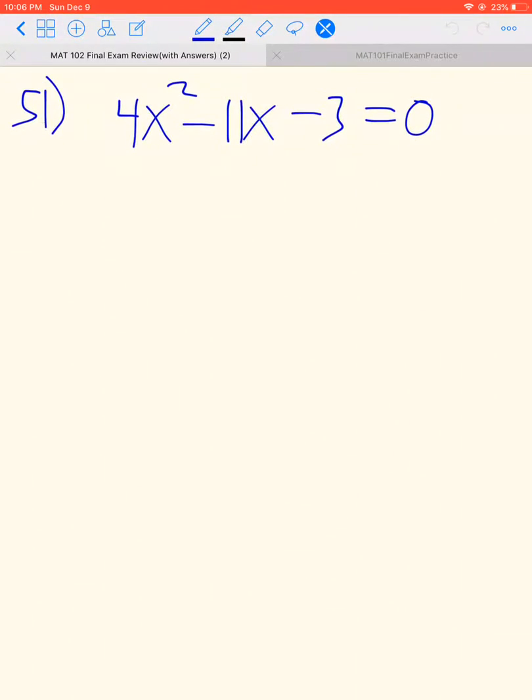In question 51, they ask us to solve the quadratic equation using whatever method we prefer. We already have one side set equal to 0, which is good. And typically, if you're able to factor these, generally factoring is a little bit faster than any other approach. If you don't see how this factors, you can still use the quadratic formula. But I'm going to go ahead and factor this.